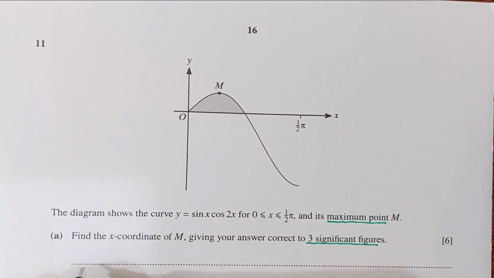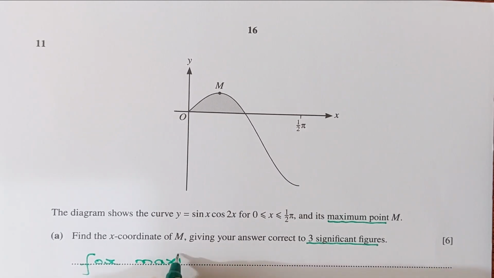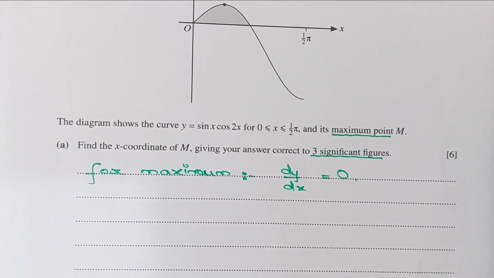Right, so for the maximum or the minimum point, what we have to do is differentiate the curve, dy over dx, put the gradient equal to 0 and solve for the x coordinate only, right? So let me differentiate this curve.